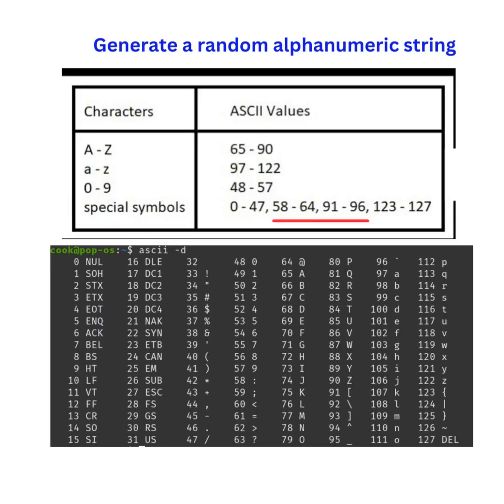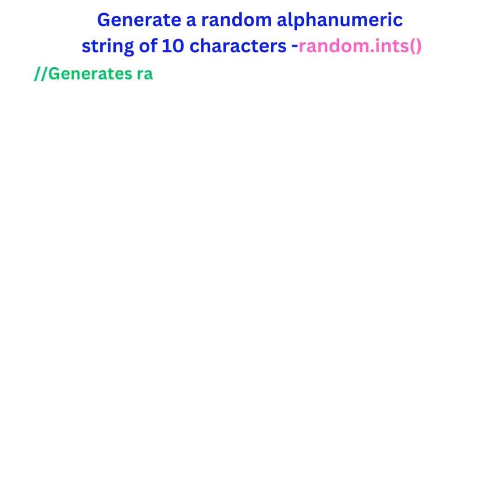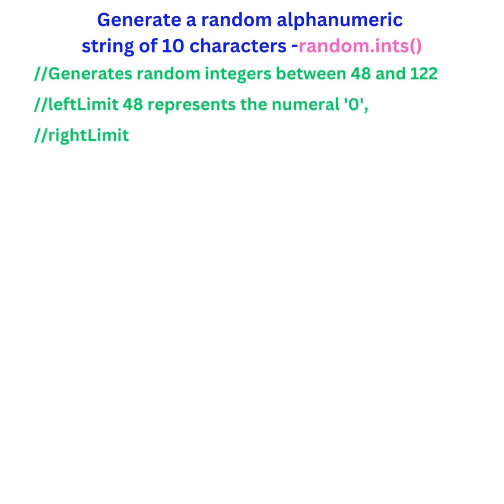Now, let us see how to generate a random alphanumeric string. Here we have the list of characters and the corresponding ASCII values. To generate a random alphanumeric string of 10 characters, we use random.ints method. It generates random integers between 48 and 122.